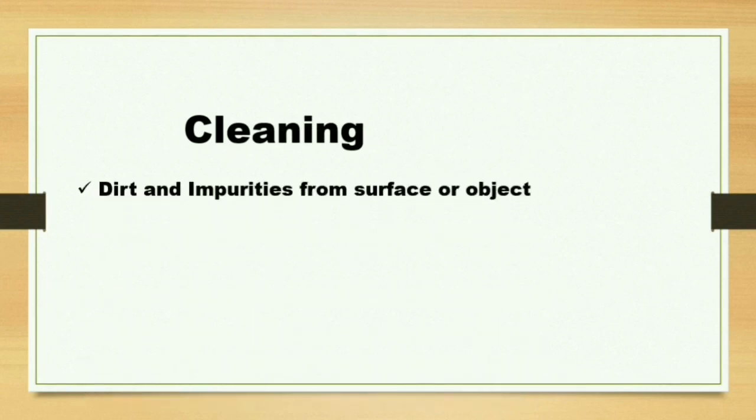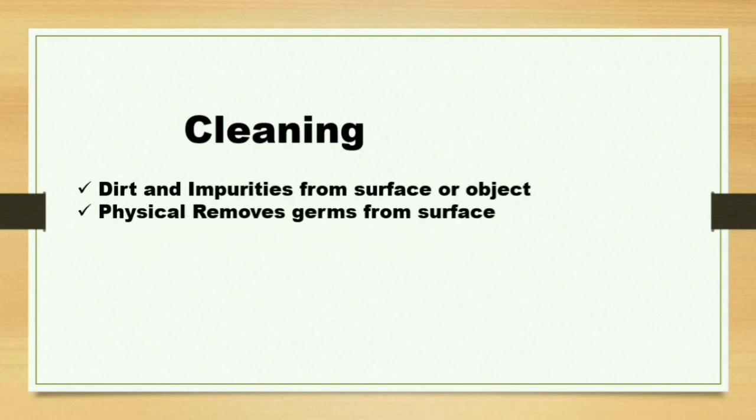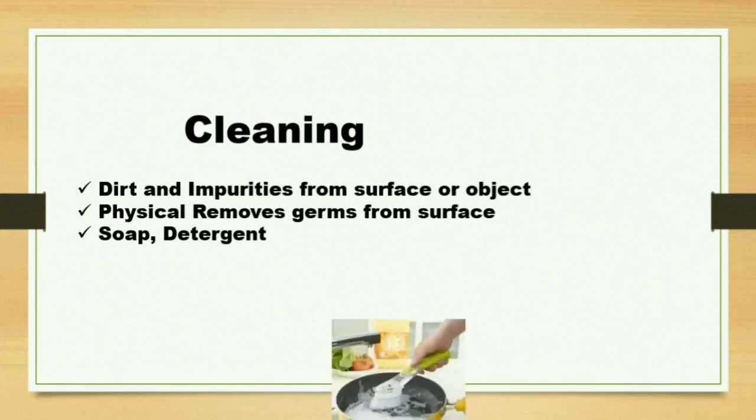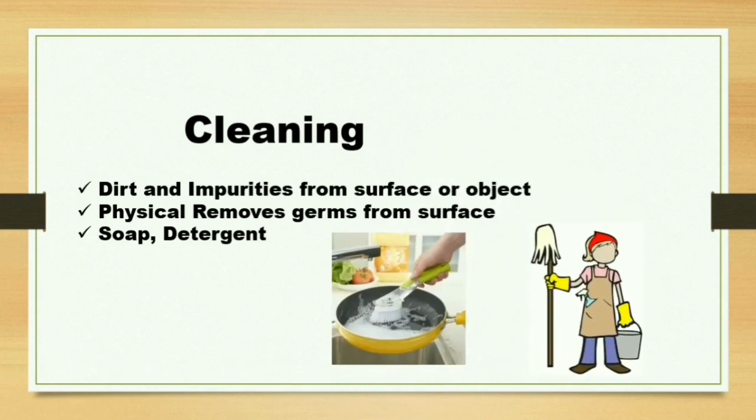First, let's talk about cleaning. Cleaning is the first and most important step for controlling the spread of infectious germs. Cleaning simply means the removal of dirt and impurities from the surface. In cleaning, we physically remove microorganisms from the surface. This process does not necessarily kill germs, but by removing them, it lowers their numbers and the risk of spreading infections. Some common examples of cleaning agents are soap, detergent, etc.